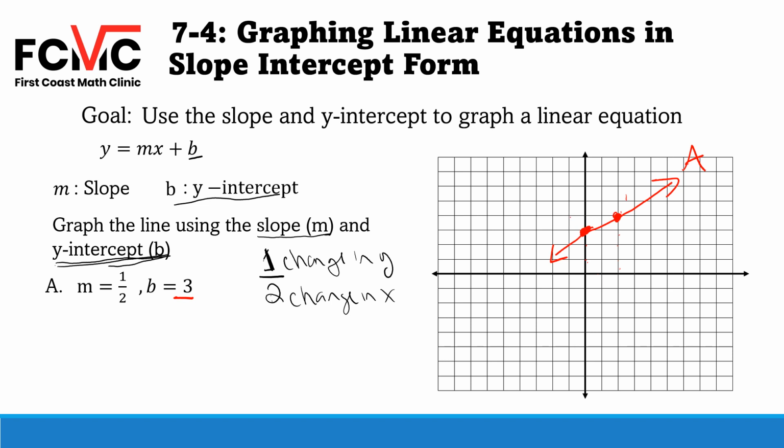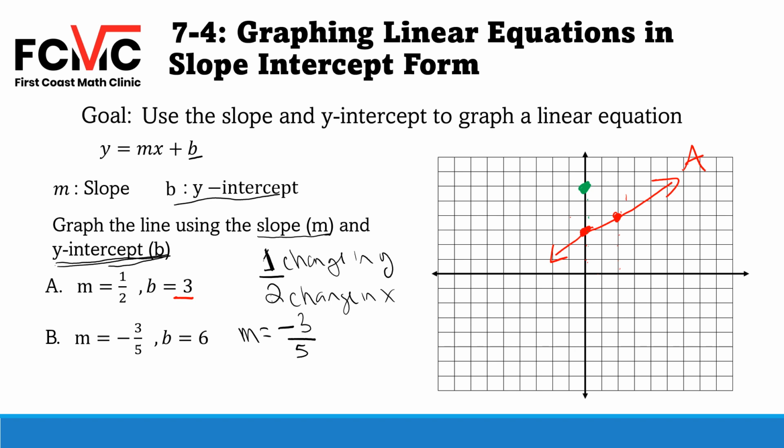Let's get rid of some of this. So line B: our slope is negative 3 over 5, and our y-intercept is 6. So now let's start at 6 on the y-axis. 1, 2, 3, 4, 5, 6. So we're starting at 6. But now our slope is negative 3 over 5.